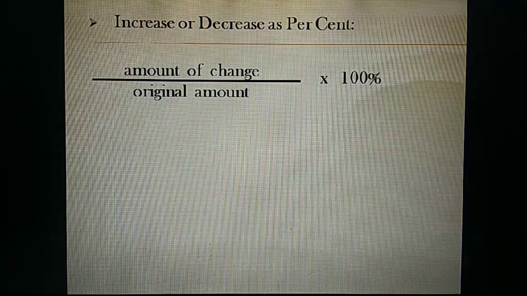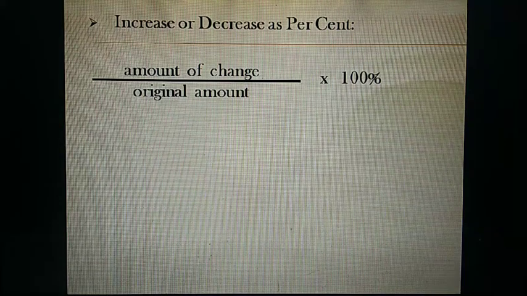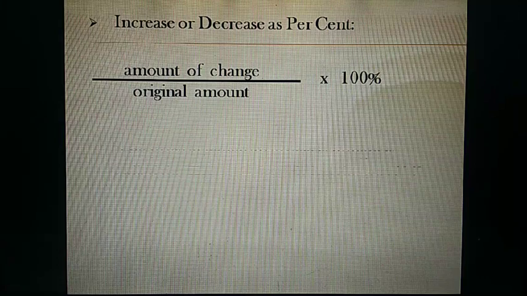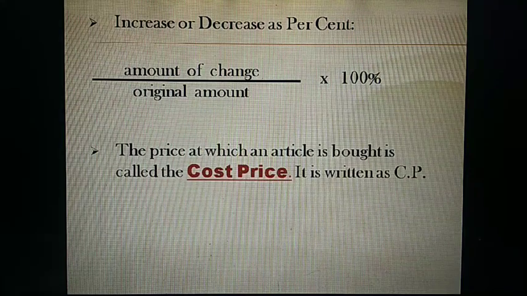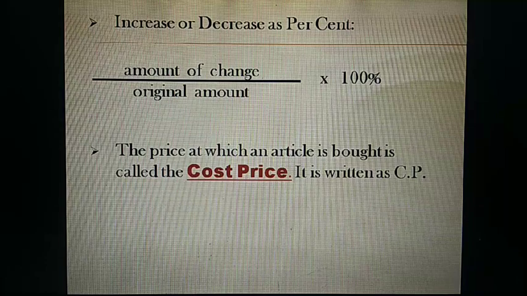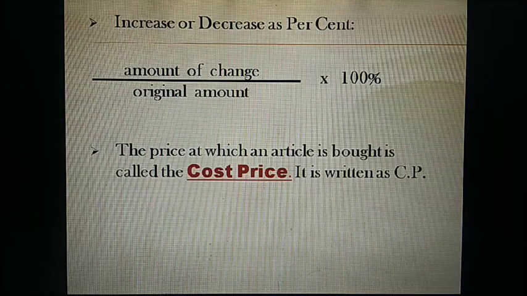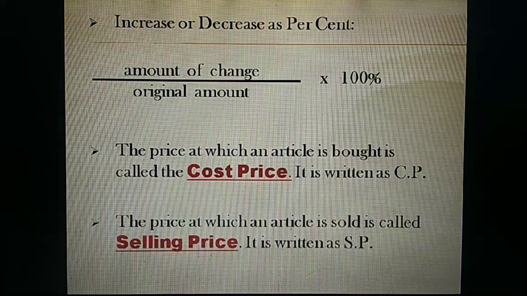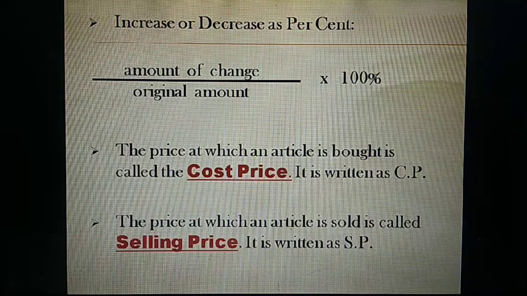Next are the terms related to buying and selling of an item. The price at which an article is bought is called the cost price. It is written as CP. And the price at which an article is sold is called selling price. It is written as SP. Based on the values of CP and SP, we can decide whether the sale was profitable or not.